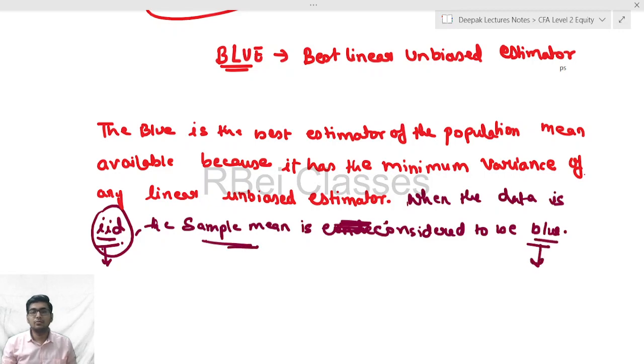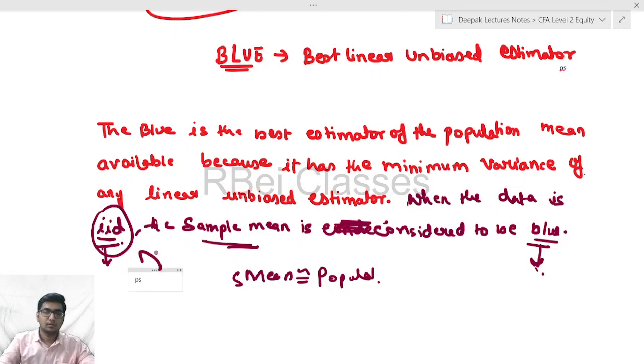What is the meaning of BLUE? Best linear unbiased estimation. So you can say that your sample mean is equal or close to your population mean when your data is IID. Clear? Now write down the next statement.